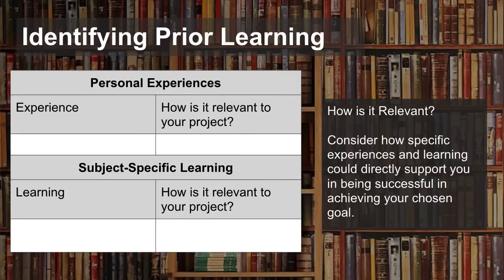You can jot down specific experiences you've had or specific learning that you've done in school. And again, the important part, if you want to look at those top band marks, is making sure that you're discussing how it is relevant to your project. Not just a bullet point, "I developed research skills that will help me to research," but be very specific. What kinds of skills related to research have you developed, and how specifically will that help you in this project?